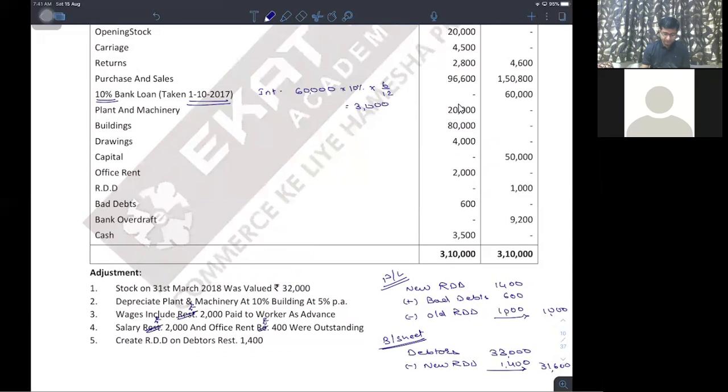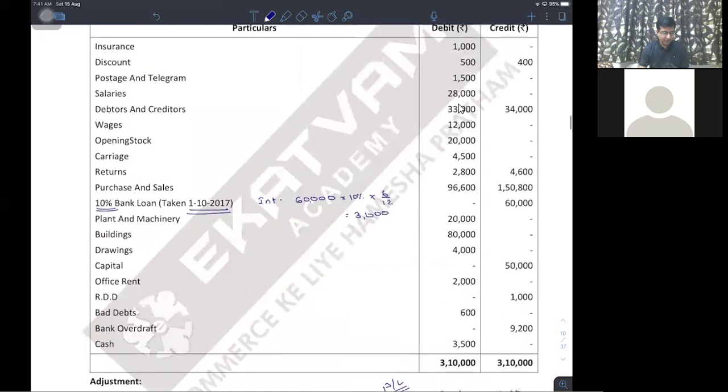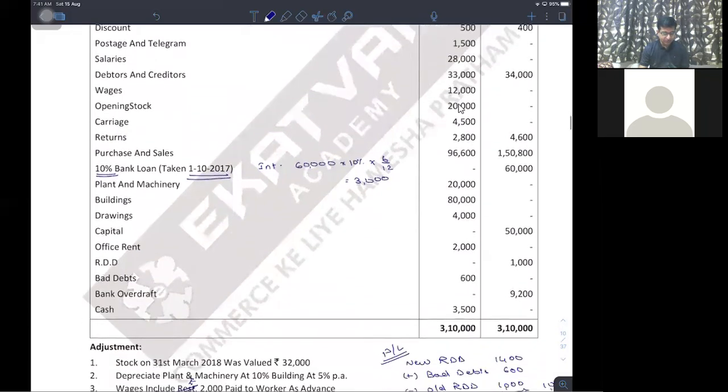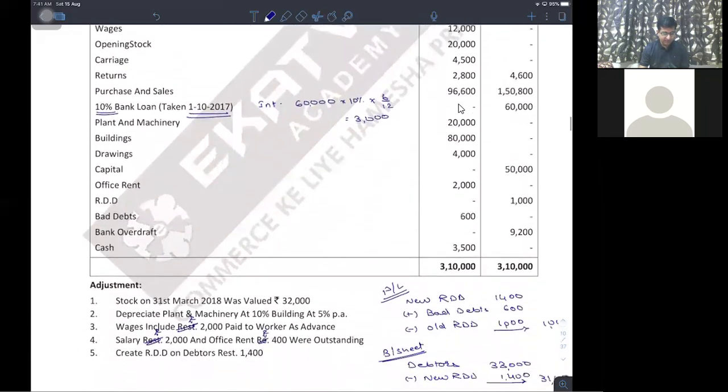Outstanding debtors will be appearing at 31,600. Insurance, discount, postage, salaries, debtors we have taken, wages, opening stock, carriage, return, purchase, sales, 10% bank loan, plant and machinery taken, building taken, drawings, capital, office rent, RDD, bad debts, bank overdraft, cash, plus 3,500. So the balance sheet total for this will be 1,63,100. 1,63,100 will be the balance sheet total for this question.